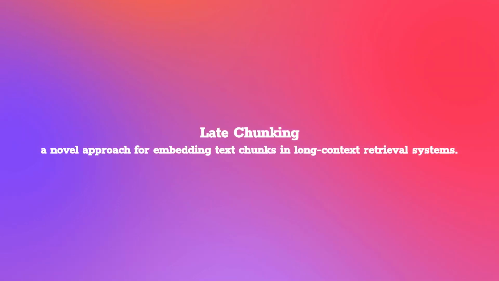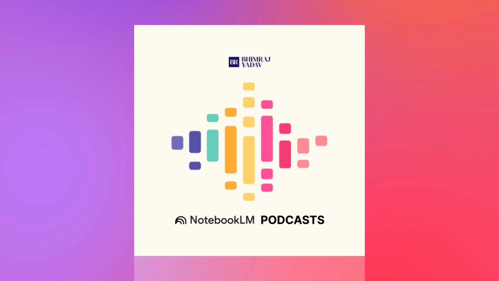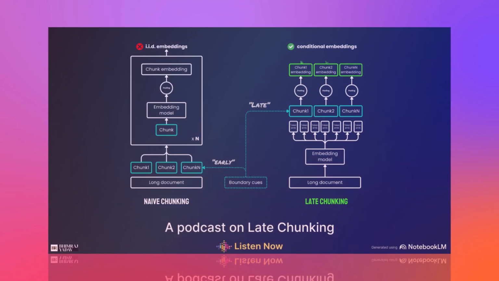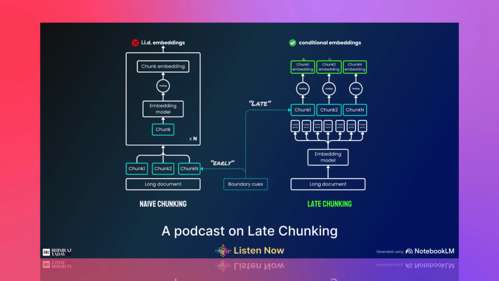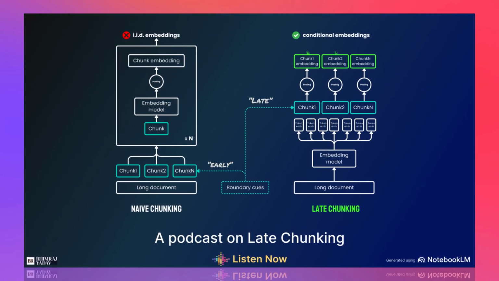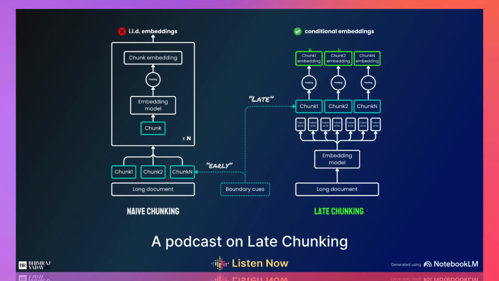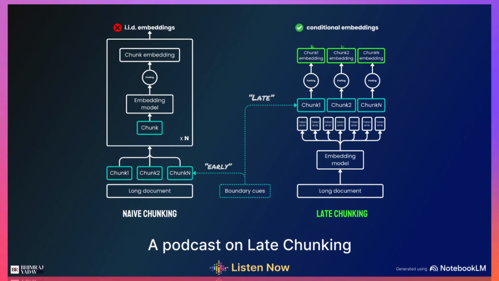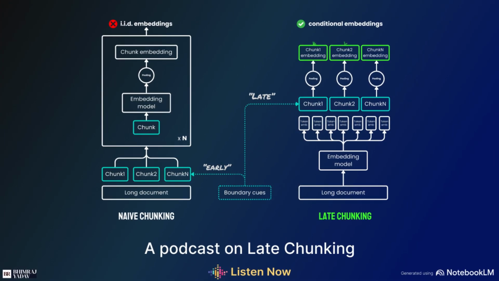This time we're taking a look at something called late chunking. It's kind of revolutionizing how AI is working with these big, long, complicated documents that we all just hate. It's a way of ensuring that the AI doesn't miss the forest for the trees.